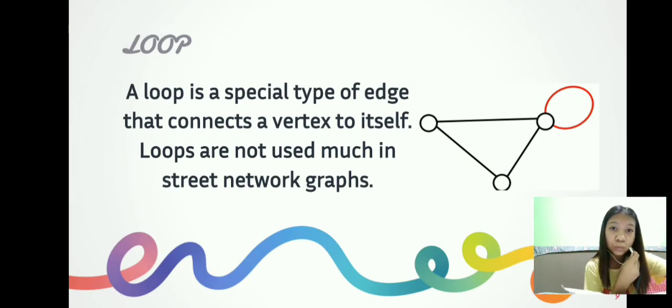Next is loop. What is a loop? A loop is a special type of edge that connects a vertex to itself. Loops are not used much in street network graphs. So, as you can see in the picture on the right side, this is an example of a loop. This is a graph that has a loop. As you can see, it is connected to itself. So that is an example of a loop.